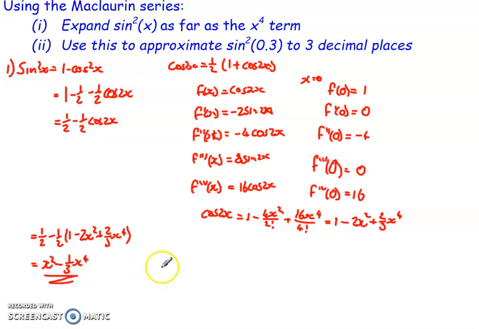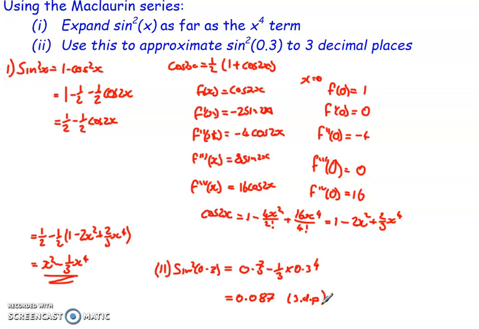Second one, I then wanted to use it to approximate sine squared of 0.3 to 3 decimal places. Well, quite simply plug in 0.3, so I do 0.3 squared, take away 1/3 times 0.3 to the power of 4, stick that in your calculator, and what you end up getting is 0.087 to 3 decimal places. So there you go, that's me got my solution.